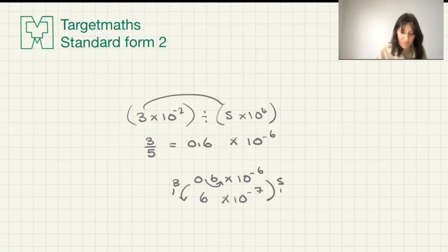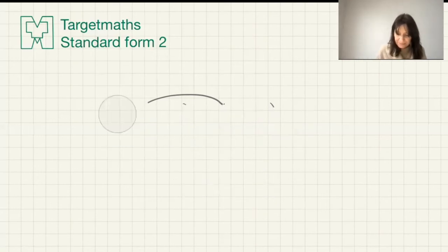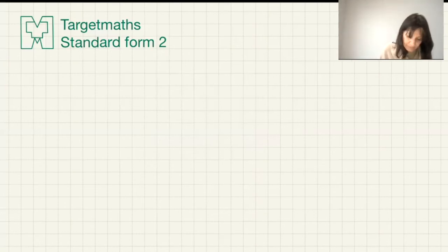Hopefully that went well. And you've got some practice questions coming up at the end. But we're now going to have a quick look at addition. So let's say I've got 4.9 times 10 to the 3, and it's all of that, and I have to add that to 7.6 times 10 to the 2.